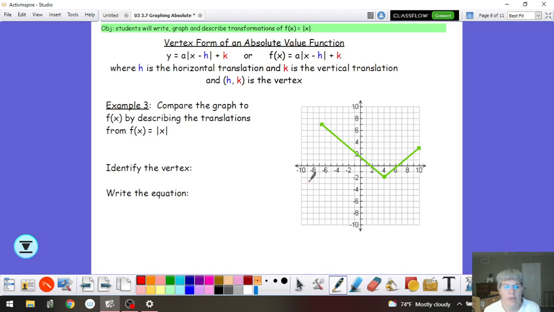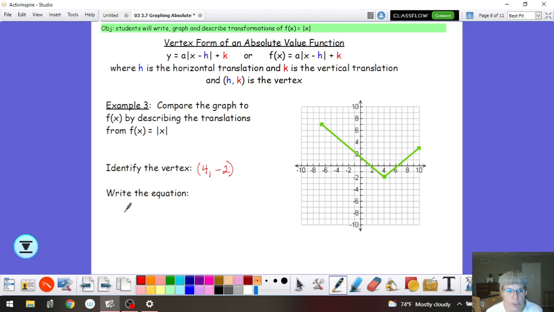Now we're going to take a look at some that have both a horizontal and a vertical change. So remember, what happens inside is going to be horizontal, what happens outside is going to be vertical, and those values give us our vertex. So in this first graph, we see that our vertex is located at 4, -2. That means it went to the right 4 and it went down 2.